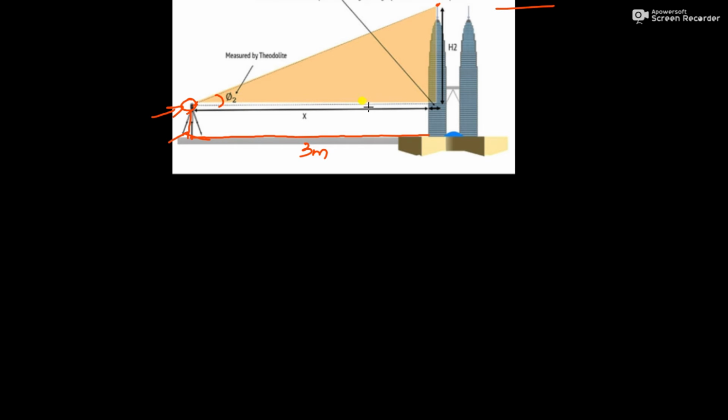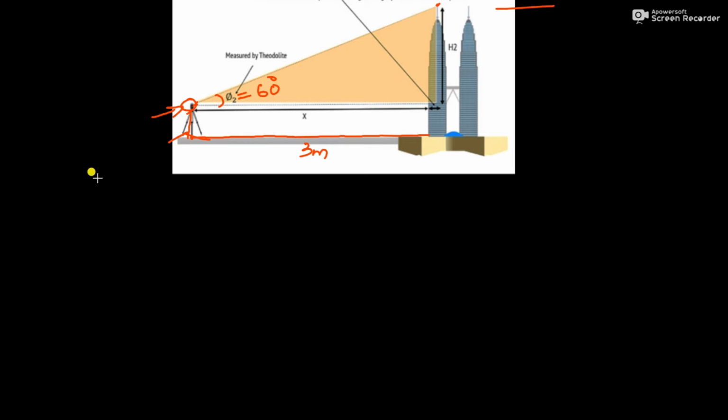Okay, and what you're going to do is measure the angle of this building using this theodolite. Okay, and you will get an angle, suppose you get an angle theta of 60 degree. Okay, and so that we can find the height of this building.